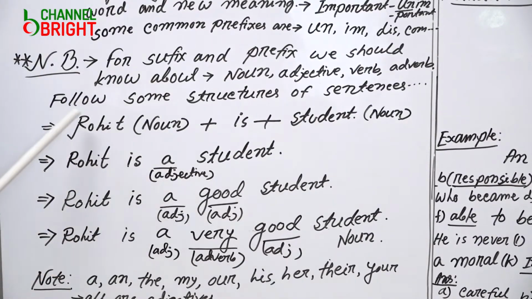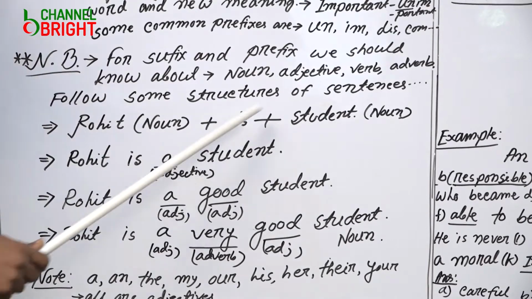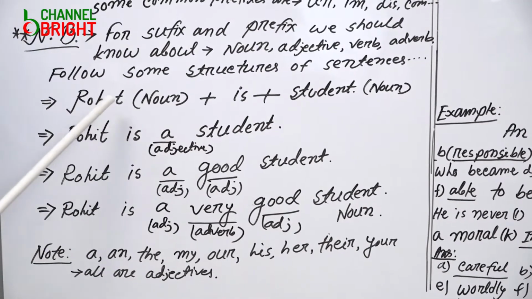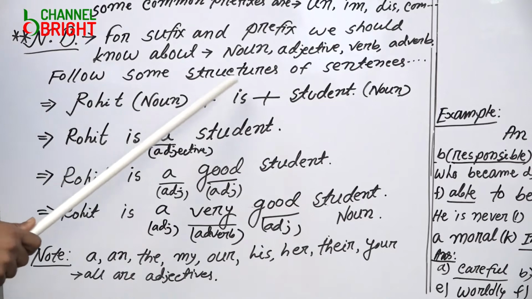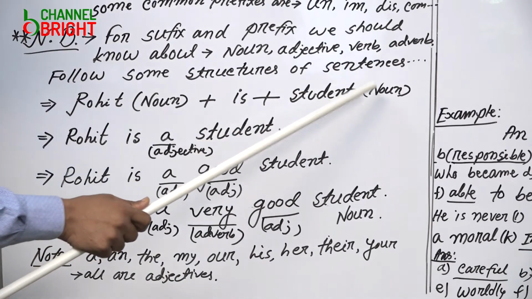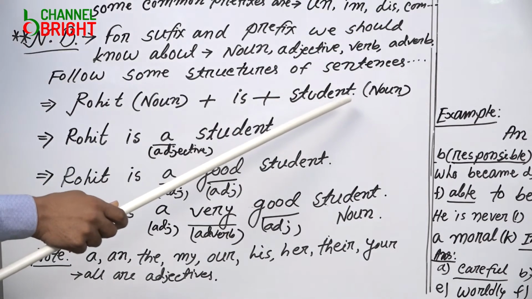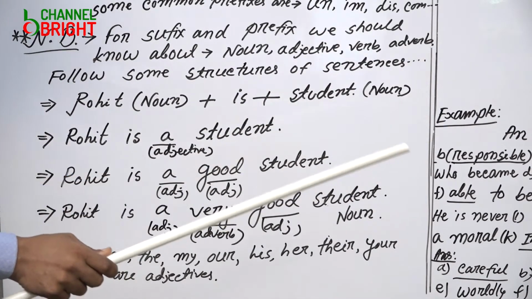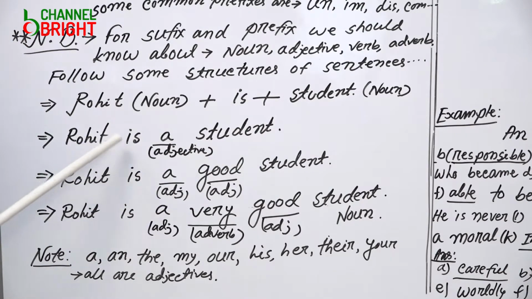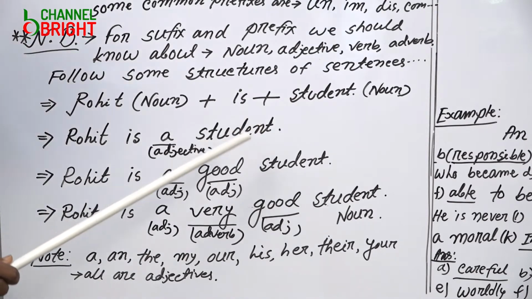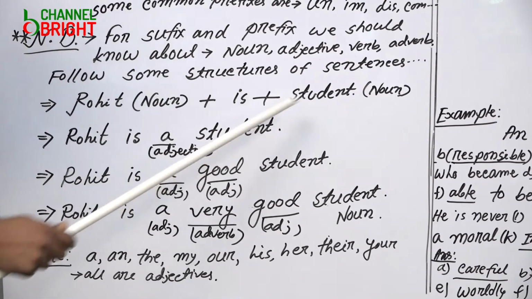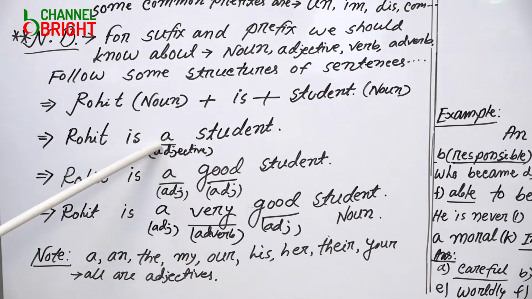What is structure? Rohit is a student. Follow, this is a sentence structure. Rohit is a noun, is a verb, and student is a noun. In every sentence structure, at the beginning the subject will be a noun, then a verb, then a noun or adjective. Next, Rohit is a student. Here a is a new word. A is an adjective. So before a noun, student is a noun, the new word is an adjective.